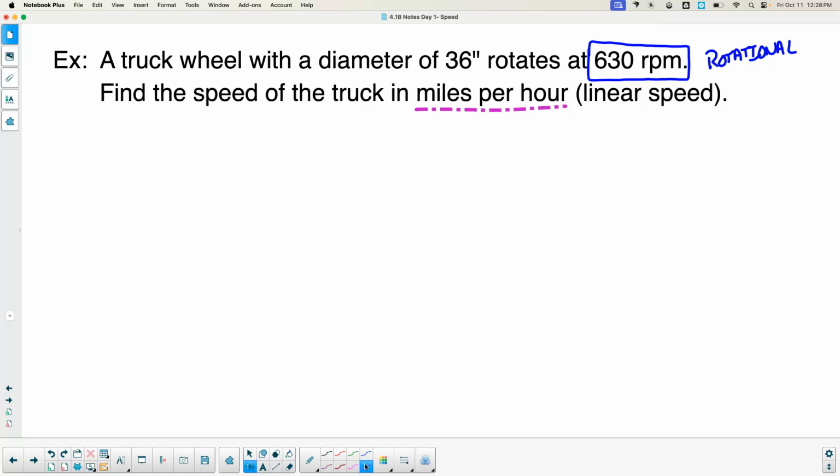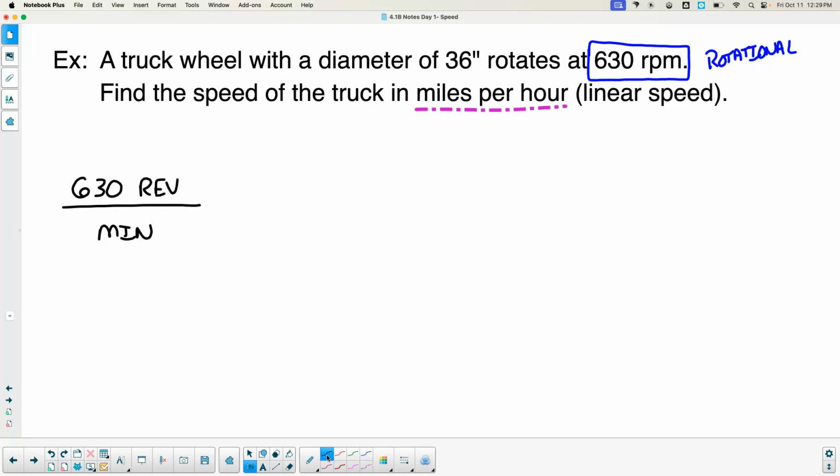Okay? So we start out with 630 revolutions per minute. RPM is revolutions per minute. Okay? We need to get revolutions into miles. We need to get minutes into hours. Which one would you like to start with?